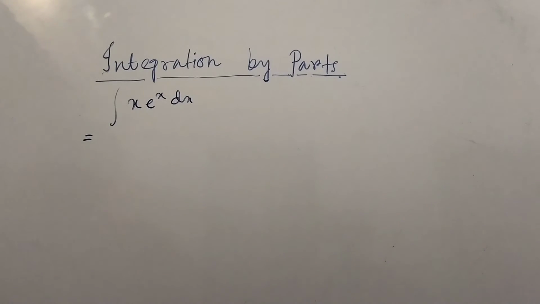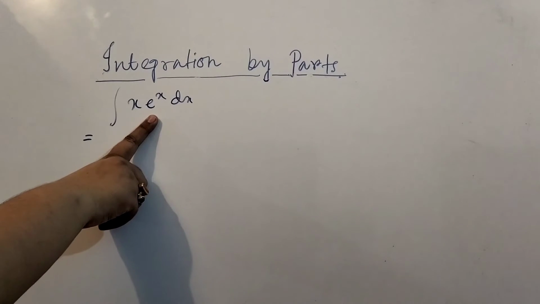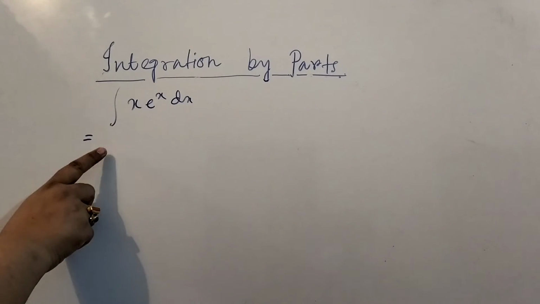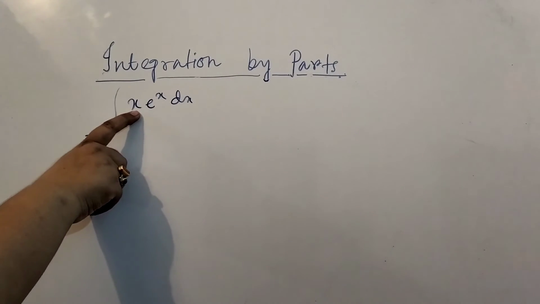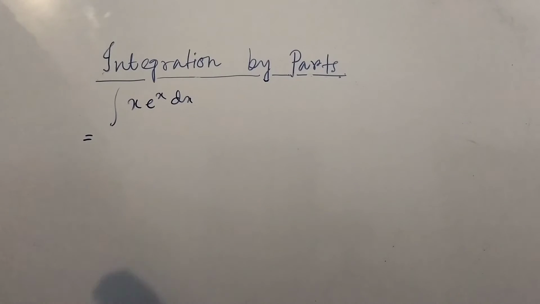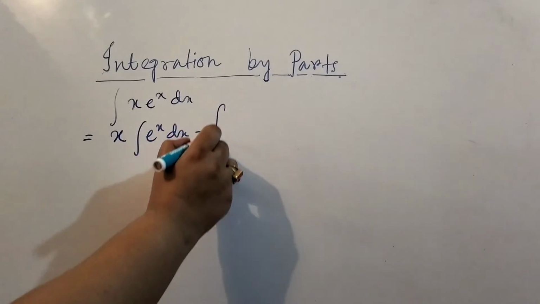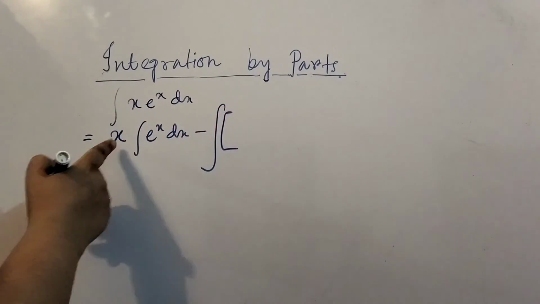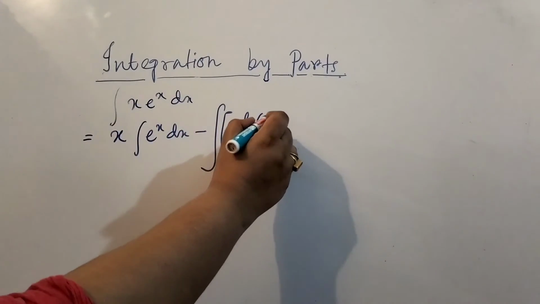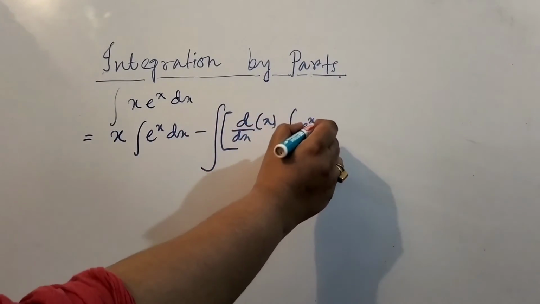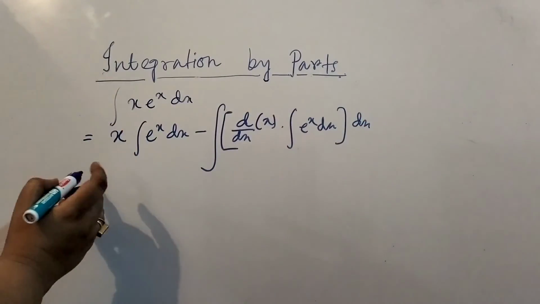First of all, look students, here one is an algebraic function and the other is an exponential function. So just remember the list. There we have found that the algebraic function comes before the exponential function. So obviously the algebraic function will be taken as the first function. So here x times the integration of e to the power x dx, minus the integration of d/dx of x, because this first function will now be differentiated, into the integration of e to the power x dx, and then we have to integrate this entire result with respect to x by the rule.